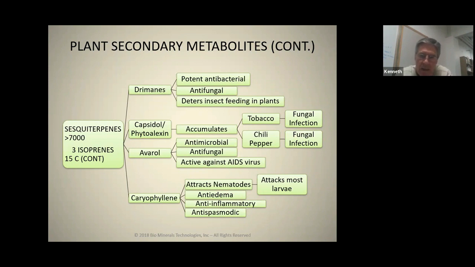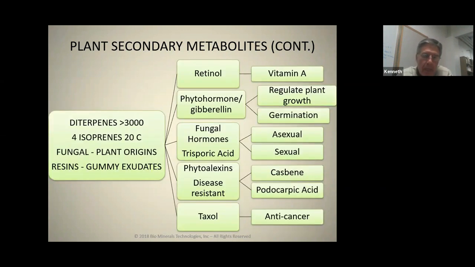So again, we look at antimicrobial, antifungal, effective against the AIDS virus. Okay, we have anti-inflammatory, antispasmodic, diterpenes, retinol, vitamin A. This is where it comes from.